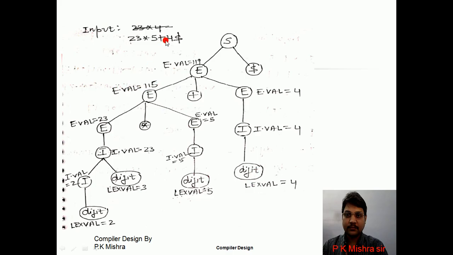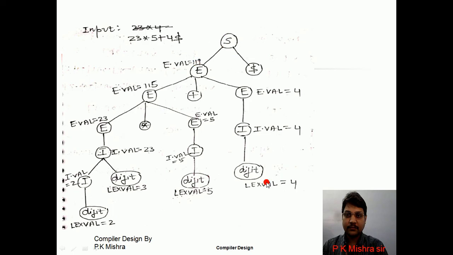Here 4. E into E plus E, means this is E plus E. So this is E, and E means I, and I means digit, and the digit is 4. So lex value is 4, I dot value is 4, and E dot value is 4. And this is E and this is E: 23 into 5 is 115, plus 4 equal to 119. So what is the E dot value? 119.